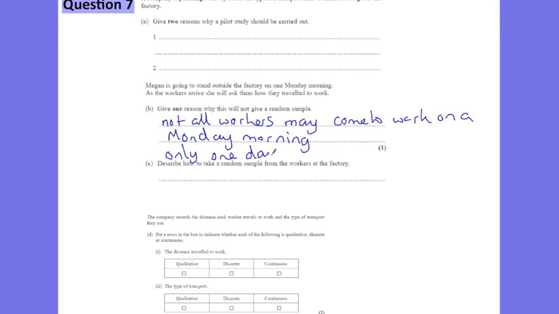Maybe she needs to stand out every day for 7 days and ask them how they come into work. So something there, or equivalent with the same idea, for these 2 reasons, this one or this one. Only one reason is needed for the mark.